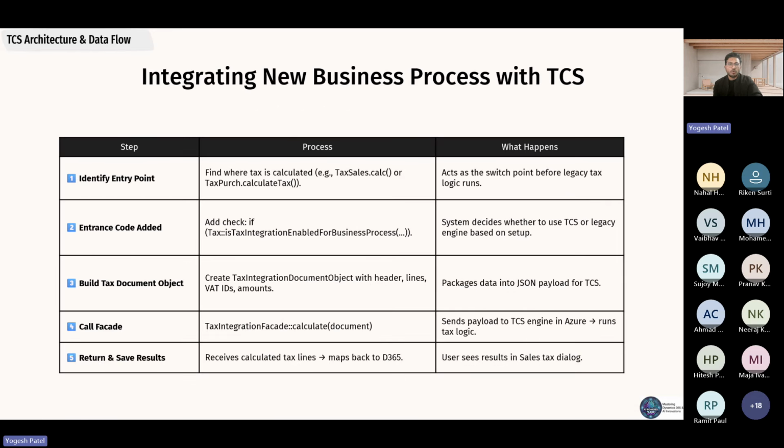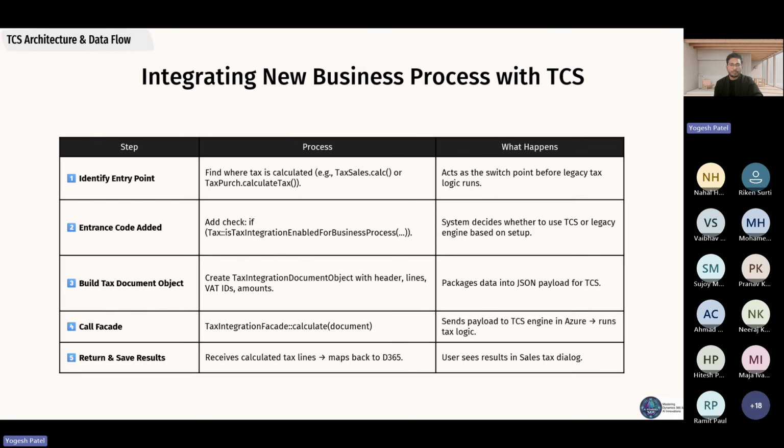This slide shows how any new business process, like a new module or transaction type, can be integrated with TCS. So you need to identify the entry point. Look at where tax is triggered, such as tax sales calc or tax purchase calc, which are for sales and purchase. This is like a switch point before legacy tax logic runs. Then add an entrance code. So use a check, is tax integration enabled for the business process. It tells the system whether to use TCS or the old engine.